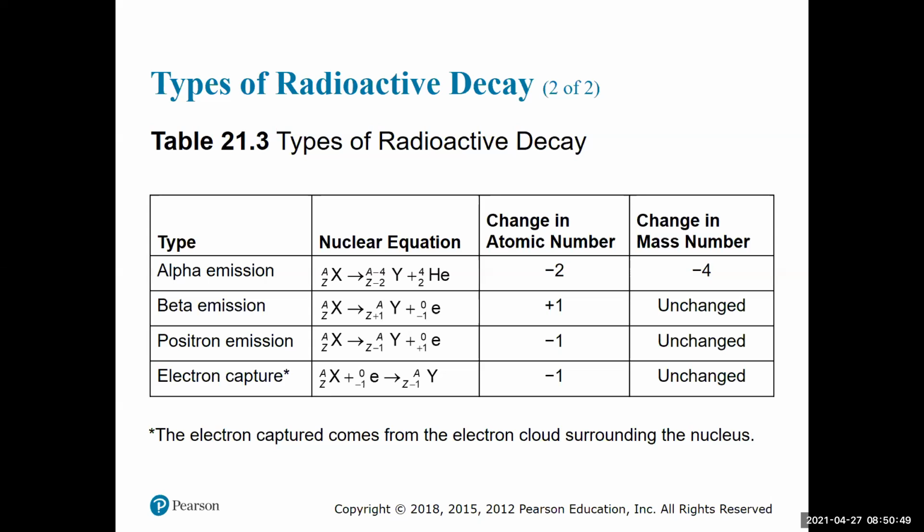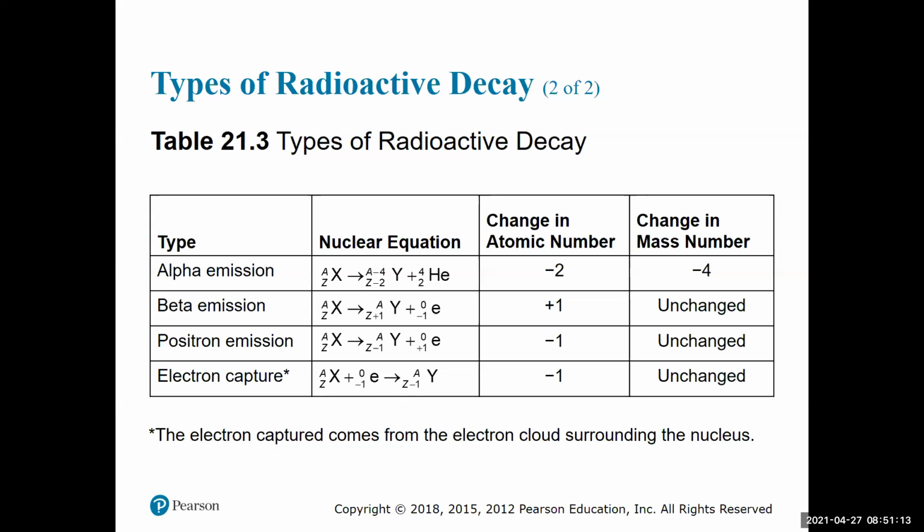So for alpha emission, you have a -2 change in the atomic number. In other words, that atomic number decreases by 2, and you have a change in the mass number of 4. So it loses a value of 4 there. Remember, mass number is the one on top, atomic number is the one on bottom.